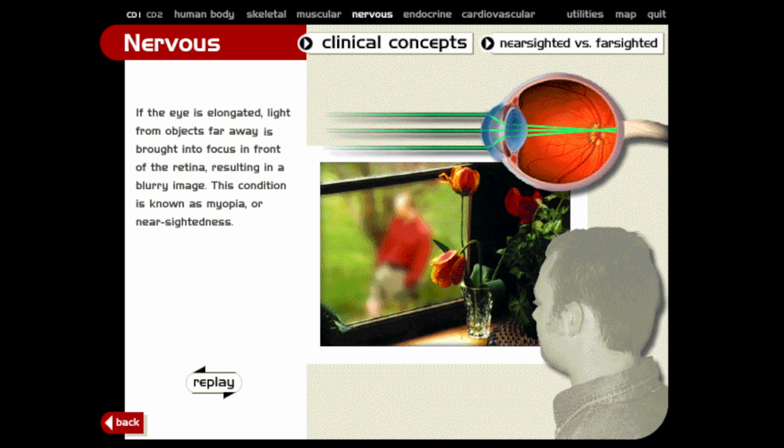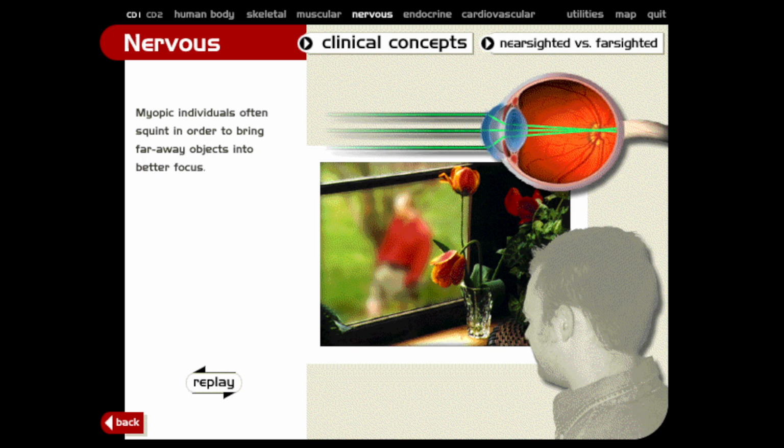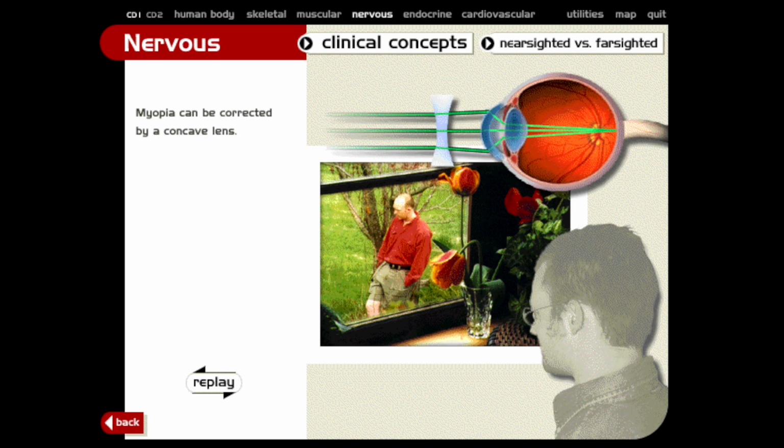If the eye is elongated, light from objects far away is brought into focus in front of the retina, resulting in a blurry image. This condition is known as myopia, or nearsightedness. Myopic individuals often squint in order to bring faraway objects into better focus. Myopia can be corrected by a concave lens.